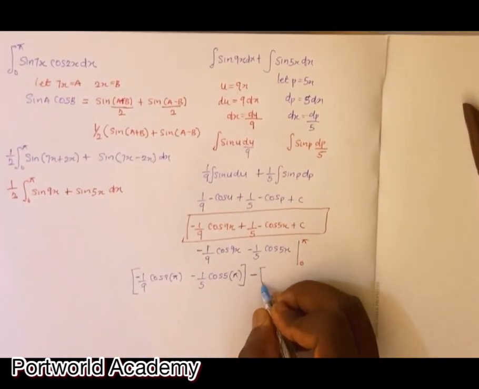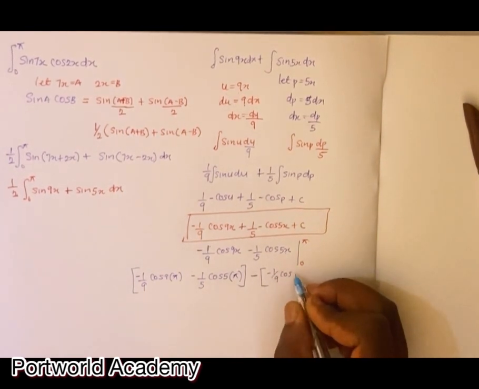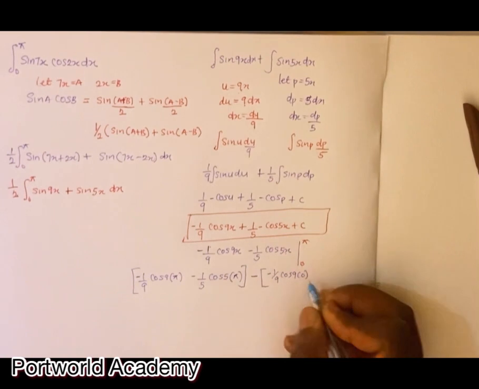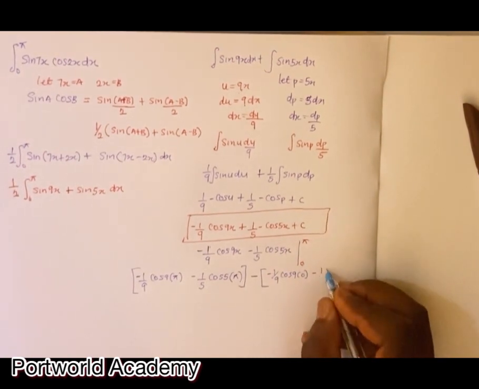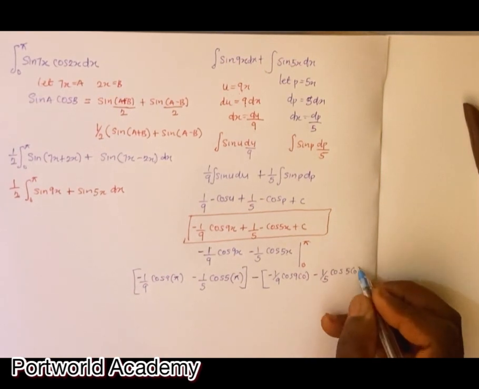Then you are going to have it when it is 0: minus 1 over 9 cos 9 into bracket 0, then minus 1 over 5 cos 5 into bracket 0.